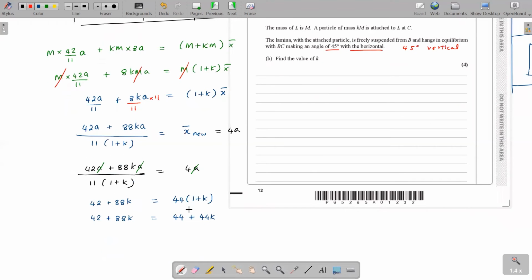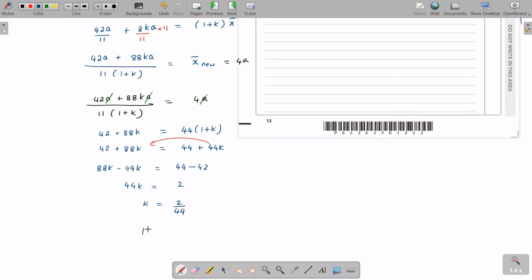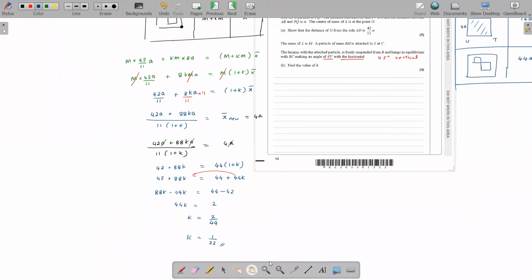And then let's move the 44k to the other side. 88k minus 44k equals 44 minus 42. 88 minus 44 is how much? 44k, right, is equal to 2 here, which means k equals 2 over 44. 2 over 44, in other words, is how much? 1 over 22.